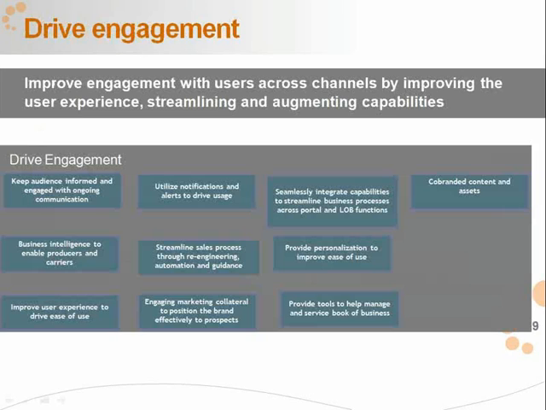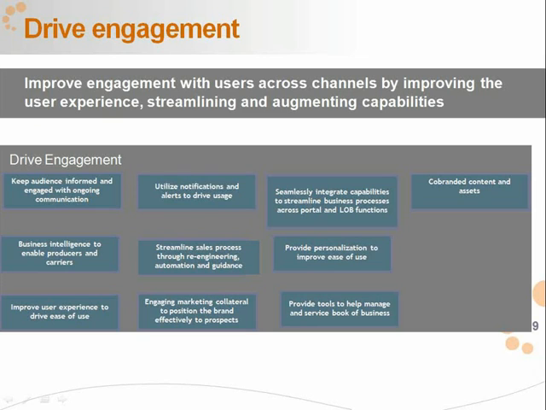And we've been talking about driving engagement, and driving engagement by improving your communication with your customers, prospects, and users across different channels. And these are some good illustrations of how they have an impact on the overall improvement in the engagement process. So we've spoken about the fact that business intelligence is important to enable producers and carriers. We want to keep your audience informed and engaged with ongoing communication. You provide the right kind of user experience. You want to have the right kind of collateral to position your brand. And you want to also integrate your capabilities across your portal and other line of business functions.